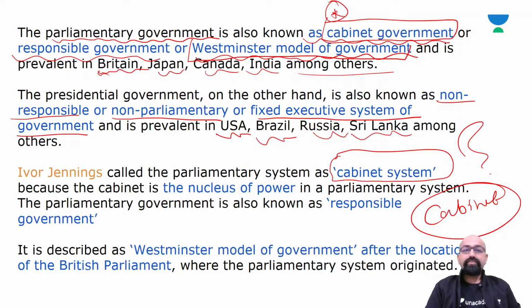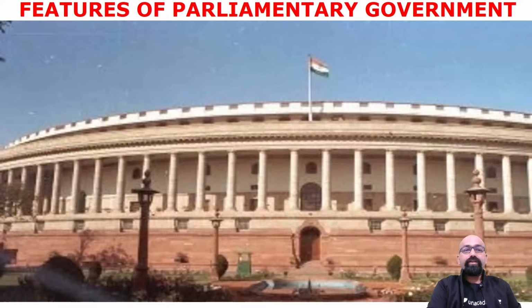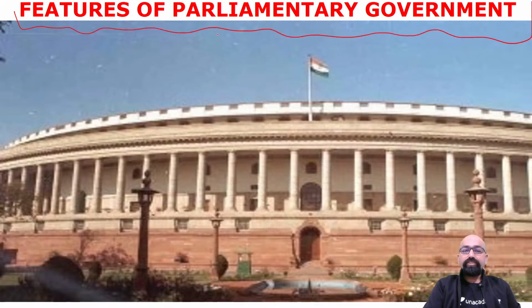As we have discussed, the parliamentary government is described as the Westminster model of government after the location of the British Parliament where the parliamentary system originated. Alright, now we'll see the features of the parliamentary government system.